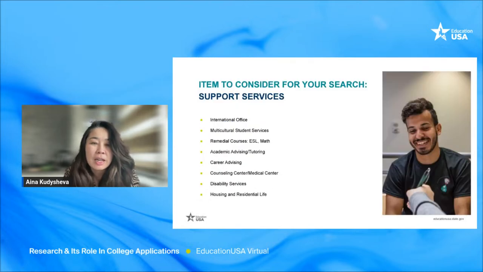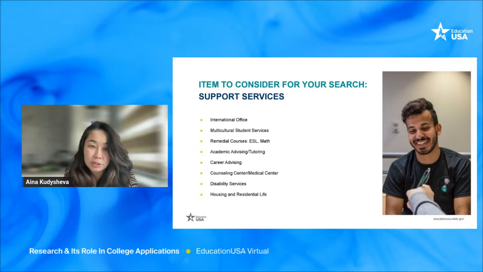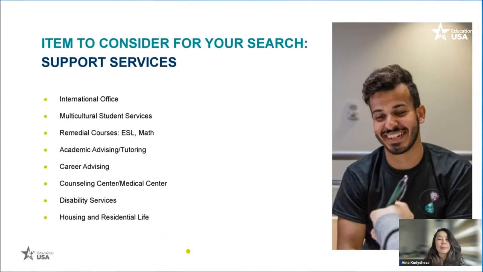Next slide, please. The next item to consider during your search is support services. Universities usually give students different support services, starting from the international office to the disability service. Even if everything is okay with your health and you do not have to visit the disability service, you should understand that disability services sometimes give their service even for a health condition. In the United States, if you break your leg or arm, you will be considered a temporarily disabled person, and the university can give you a service.